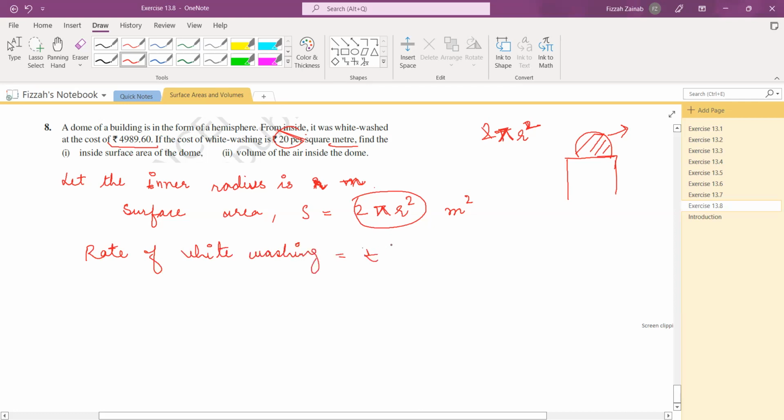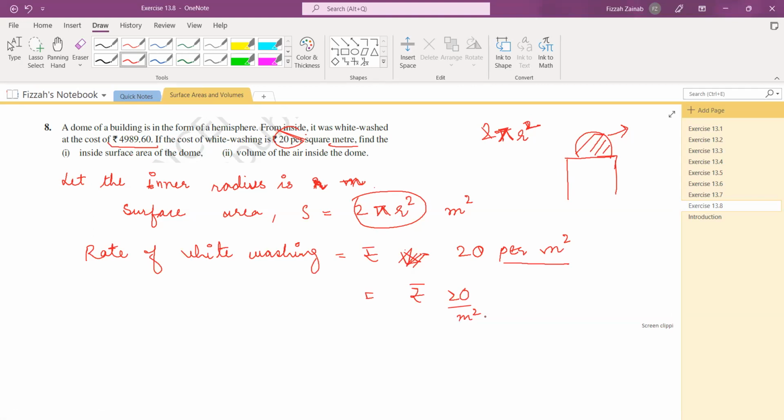This is rupees 20. I'm not able to write properly, I'm sorry for it. Rupees 20 per meter square. Is this fine? So can I write it like this: rupees 20 divided by meter square? Is this right? Per meter square. I have written it as divided by meter square. Is this okay?